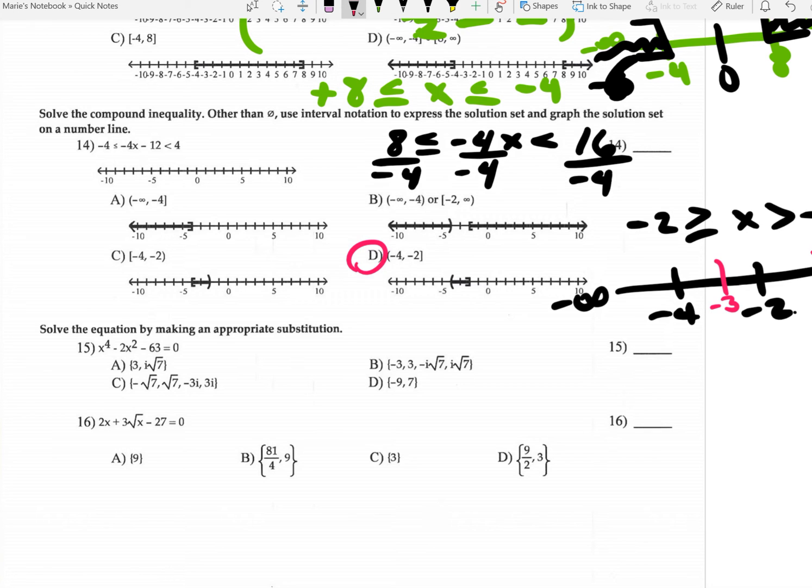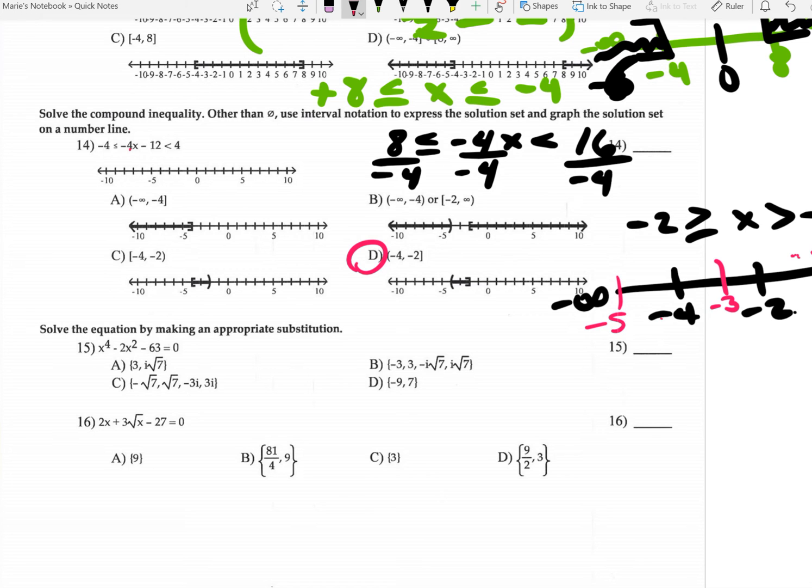And again, test point here would be 0. You can already tell that 0 is not going to work, right? Because there's no way that negative 12 is going to be greater than negative 4. So that rules this out. Anything negative on this side is going to make that larger. So let's test this theory. Let's go with negative 5.